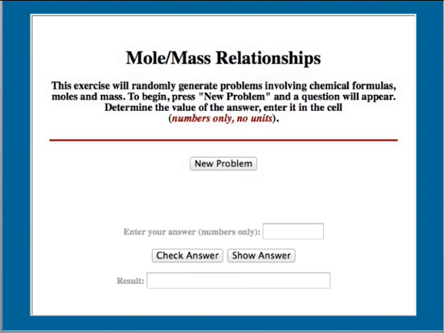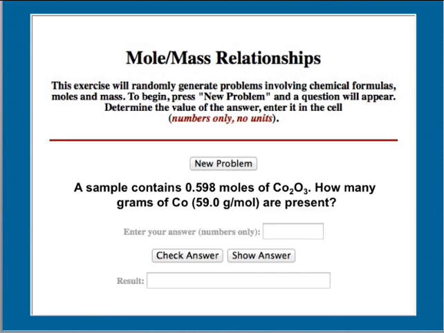Let's look at another one. Here we have cobalt-3 oxide. A sample is about 0.6 moles of this. How many grams of cobalt do we have?